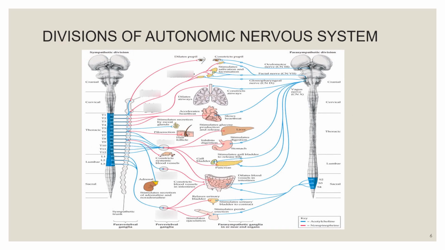Now coming to the divisions of the autonomic nervous system, sympathetic division and parasympathetic division. So this is the sympathetic division. This is the parasympathetic division. So what are the divisions? Cranial, cervical, thoracic, lumbar and sacral divisions. You will see them one by one.